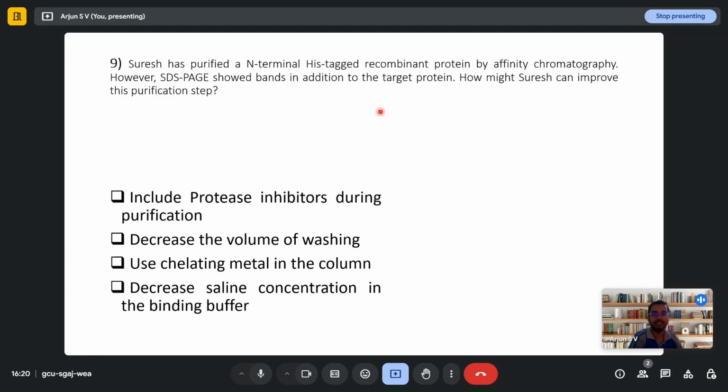So the correct answer for this question is to use protease inhibitors, so that if you use the proper protease inhibitor, it will inhibit the appropriate protease. Thereby, you can isolate your his-tagged recombinant protein more efficiently. Therefore, you will get only one band in your SDS-PAGE.